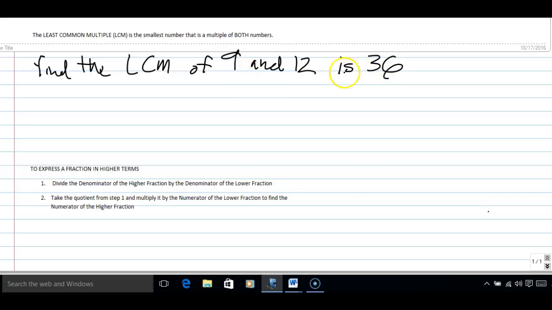Because 36 is a multiple of 9, and 36 is also a multiple of 12. If you're not sure how to find the LCM, you can simply start with your two numbers, and you can find multiples of each. For example, 1 times 9 is 9, 9 times 2 is 18, 9 times 3 is 27.